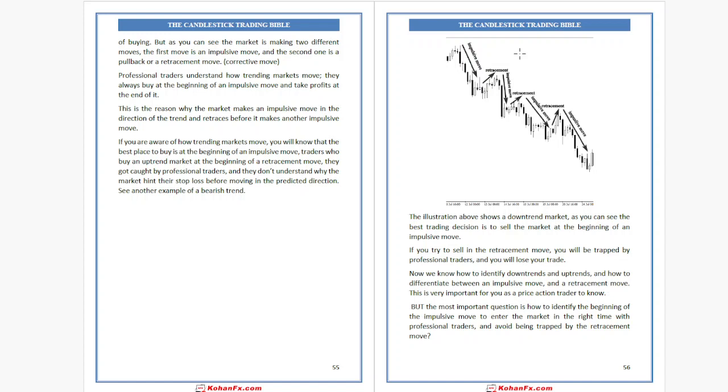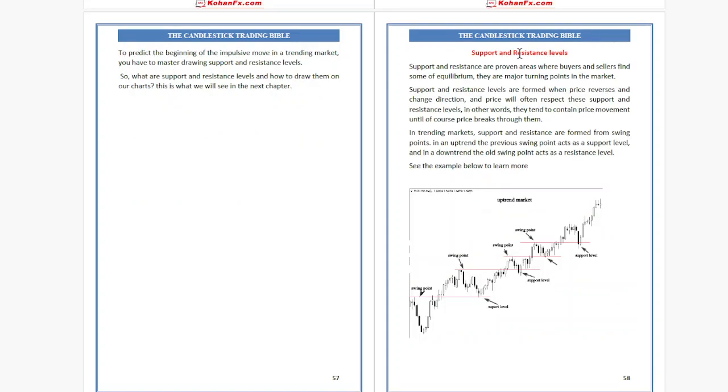But the most important question is how to identify the beginning of the impulsive move to enter the market at the right time with professional traders and avoid being trapped by the retracement move. To predict the beginning of the impulsive move in a trending market, you have to master drawing support and resistance levels. So what are support and resistance levels and how do we draw them on our chart? This is what we will see in the next chapter.